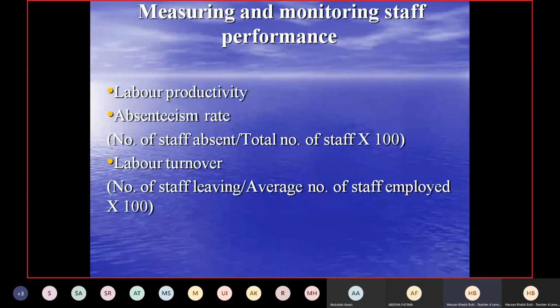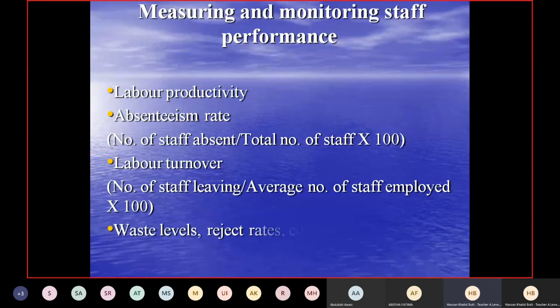So into 100, again, you can calculate that higher labor turnover means lower staff performance because now it's not about the performance of one worker. It's about the performance of the whole staff, all the workers which are employed by the organization. This is another method to measure staff performance.